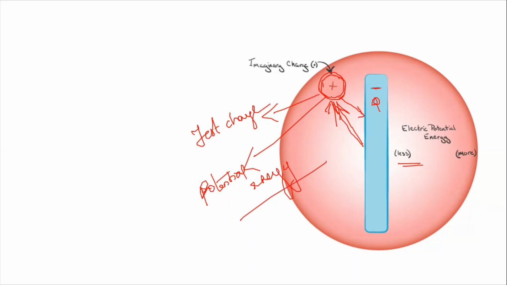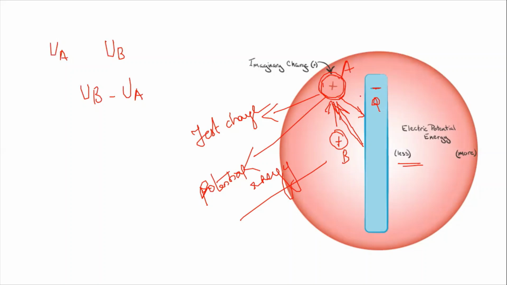Now if I want the test charge to be here, will the potential energy be the same in both cases? No. If this is point A and this is point B, the potential energy at point A will be UA and the potential energy at point B will be UB. So the difference in potential energy will be UA minus UB or UB minus UA. You can take either, based on where the potential energy is greater.